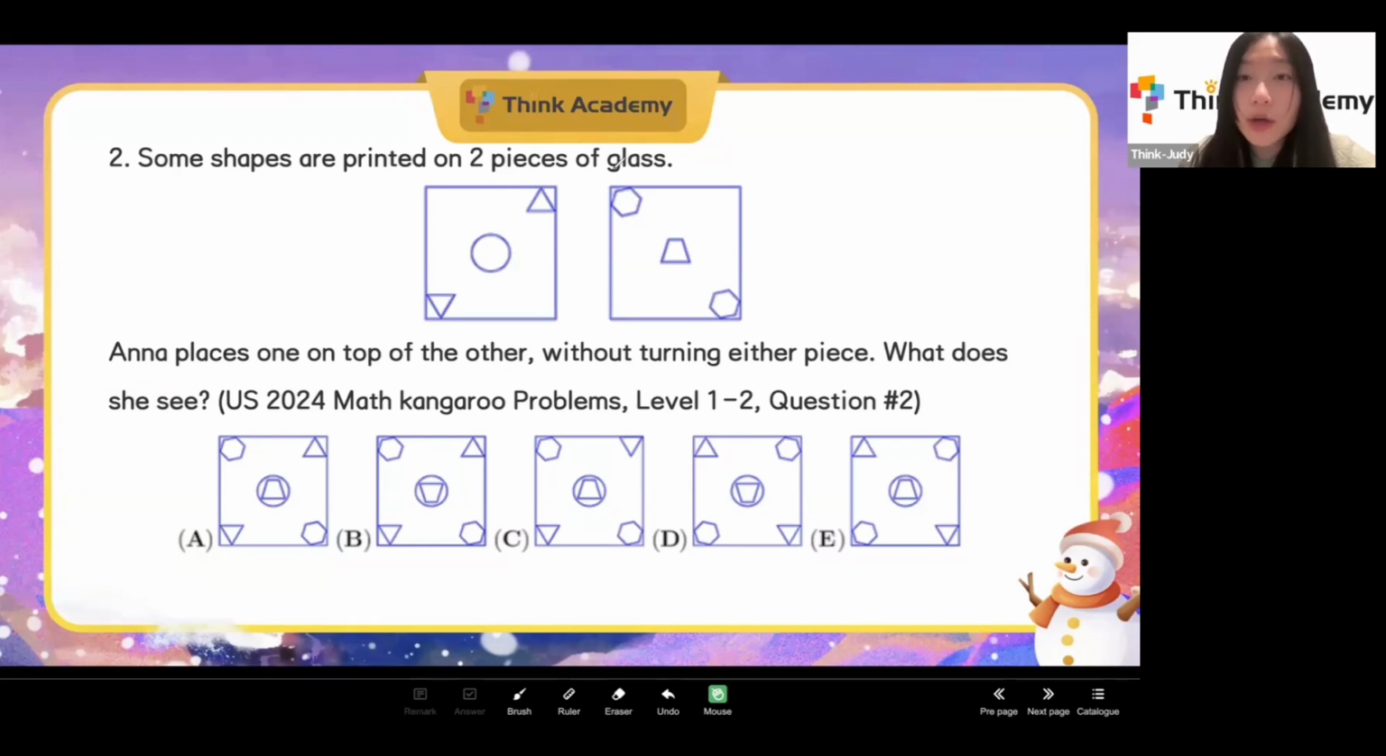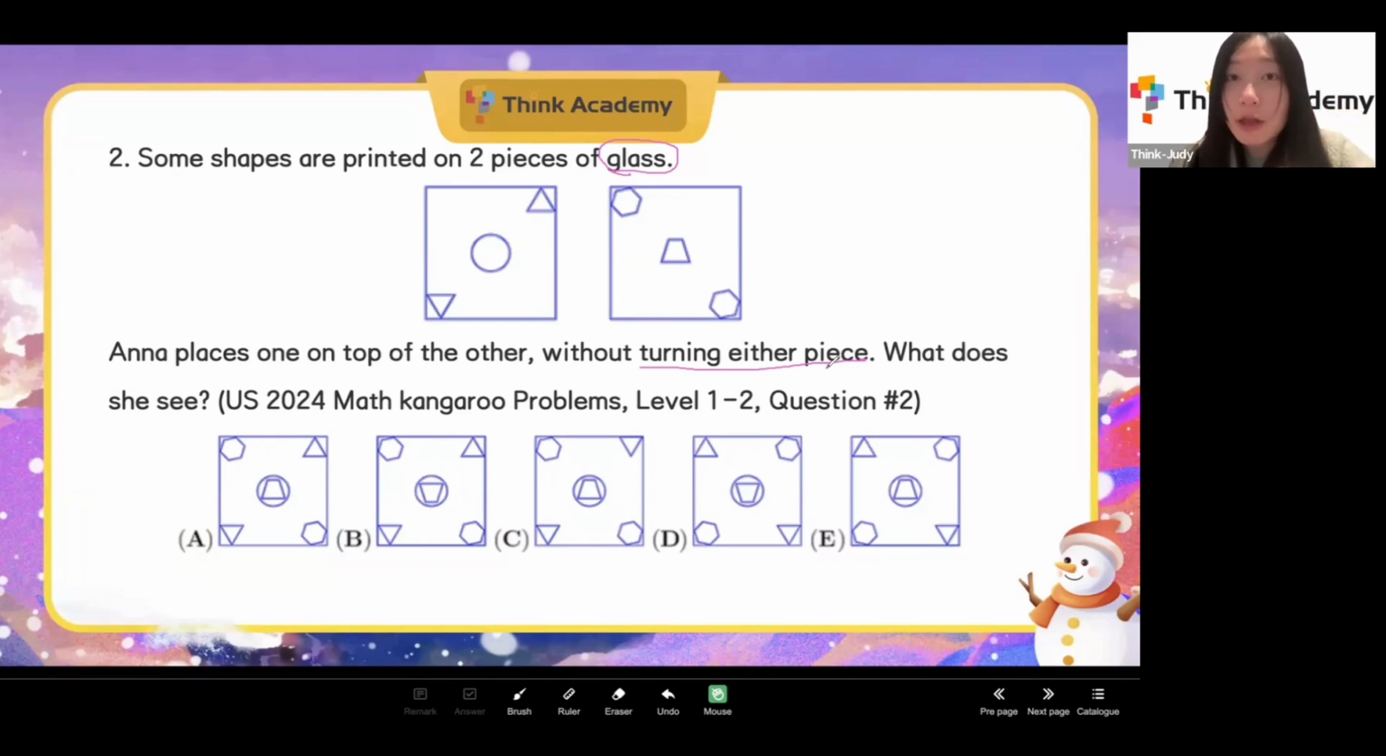Awesome. First of all, we know they are glasses, which means when they overlap each other, can we see both pieces? Yes, right? And also, without turning either piece, what does it mean? Everyone, if we have the triangle on this corner, will it change when I overlap both of them? No, right? I am not turning any of the pieces here. So every shape just keeps its original position, right?